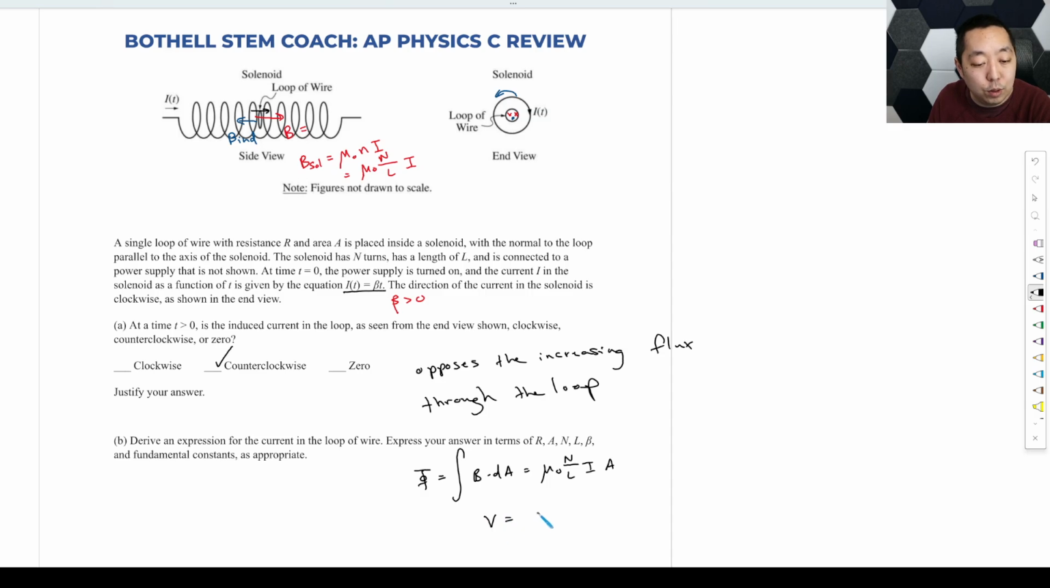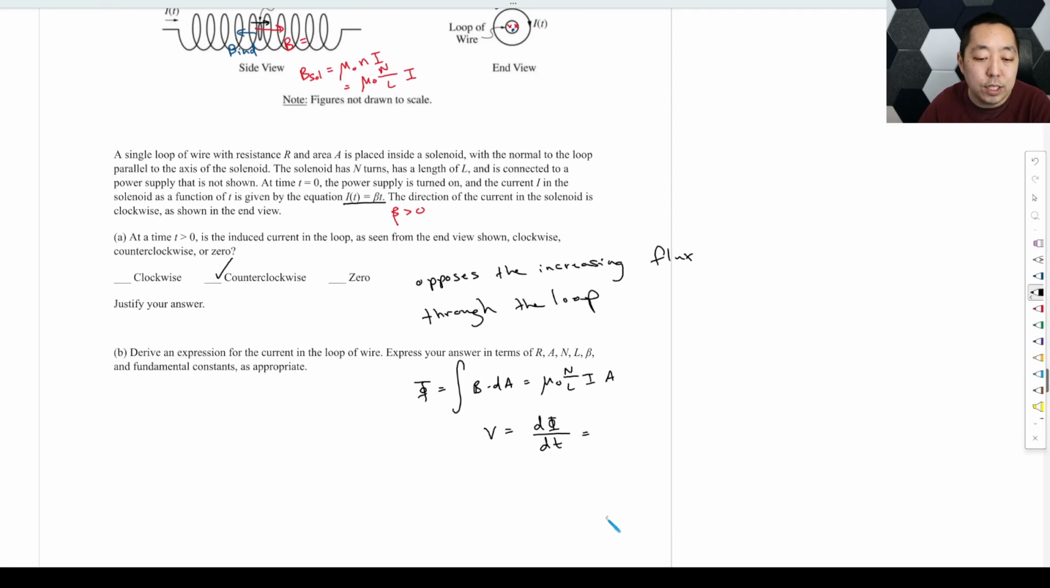And so if we want the voltage, we're just going to take the derivative of the flux. Which one of these is changing? Mu naught's not changing, the number of turns is not changing, the length of the solenoid's not changing, the area of the loop's not changing, I is changing. And the derivative of I is just beta, because it's beta times t. So dI/dt is just beta. So that's the voltage. And then finally, the current is the voltage divided by the total resistance, so just divide that by R. So it's mu naught N over L, A beta, all over R. Okay, that would be fun.